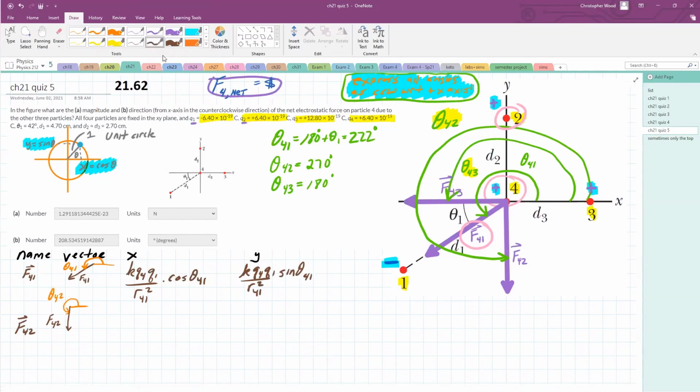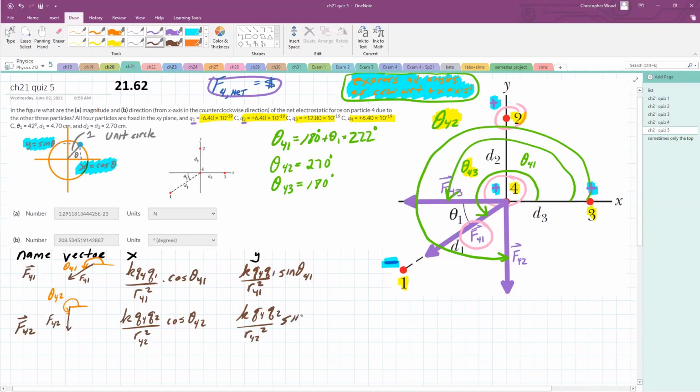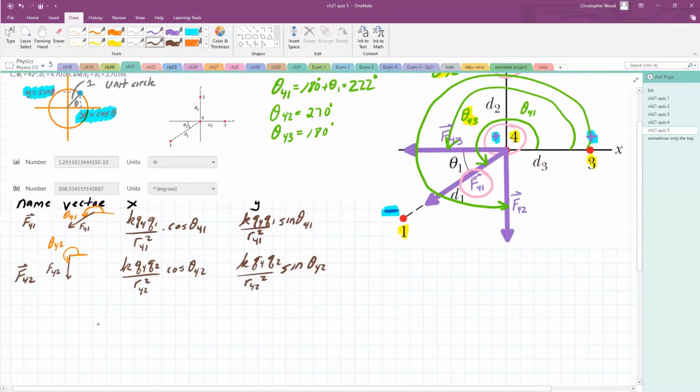And so my x component, follow the subscripts: k q4 q2 all over r42 squared, cosine captures the x component, theta 42. And same for the y component. This is going to be k q4 q2 all over r42 squared sine of theta 42. All right, one more, and then we do some more crunching. This is still setup.